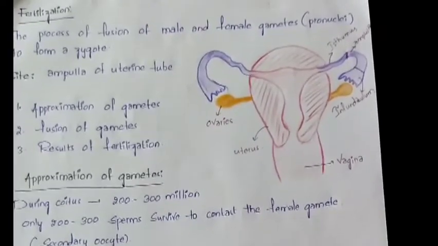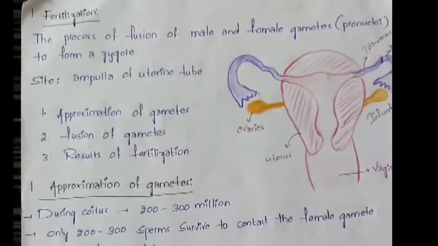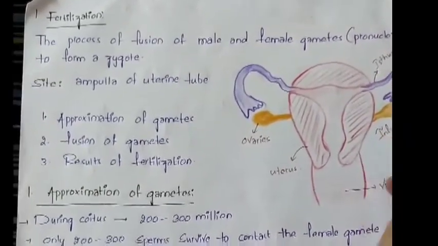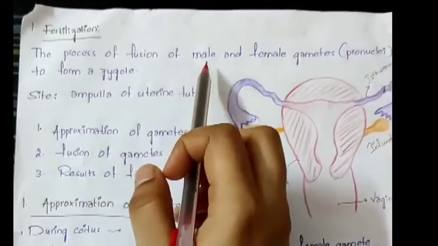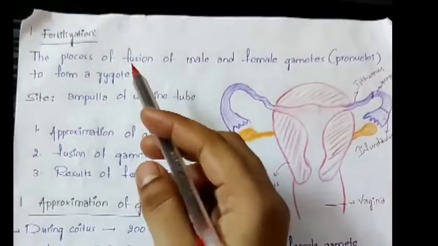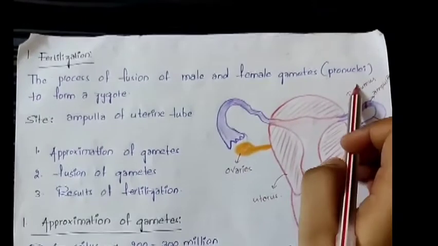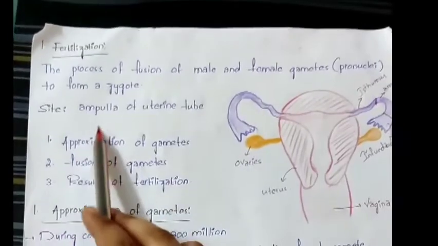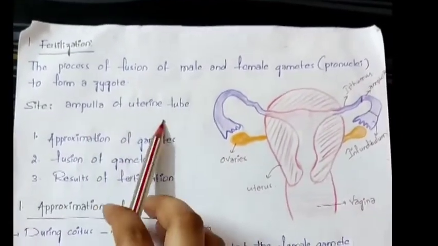Today we are going to see about fertilization. First, let's know the definition of fertilization. The process of fusion of male and female gametes to form a zygote is called fertilization. The gametes are also known as pronuclei, and the site of fertilization is the ampulla of the uterine tube.